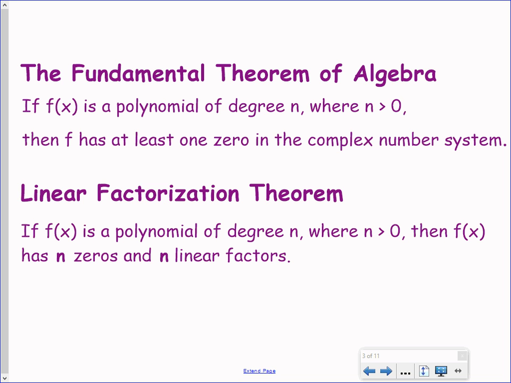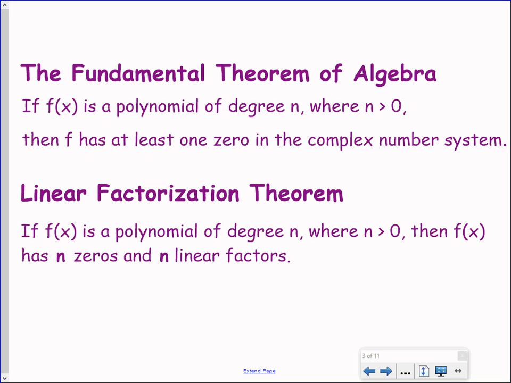Okay, so let's go ahead and put in our own words what these two theorems are saying. The first one is the fundamental theorem of algebra, and it's nothing really groundbreaking. First of all, it's going to start off: if f of x is a polynomial of degree n, so the highest exponent is n, where n is greater than 0. So the first degree we're talking about would be 1, which is linear, then 2, which is quadratic, 3 is cubic, and so on.